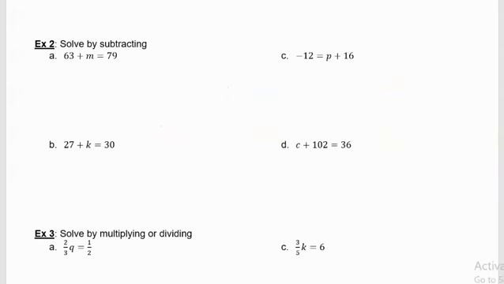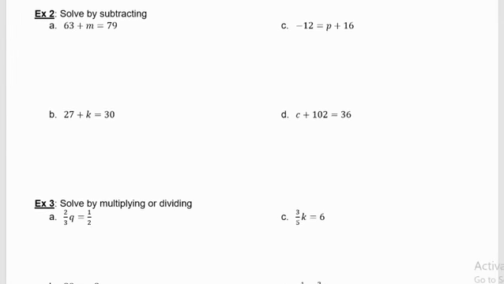Okay, now let's solve by subtracting. So here I'm doing the opposite, so I need to undo it. So here I have a positive 63 plus m equals 79. So in order to undo this positive 63, I'm going to subtract 63. And what I do to one side, I have to do to the other side of the equation. So I get m equals 79 minus 63, which is 16.